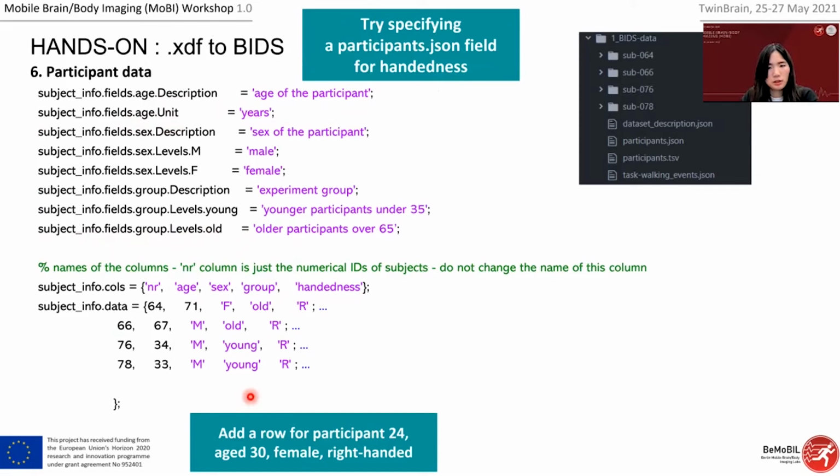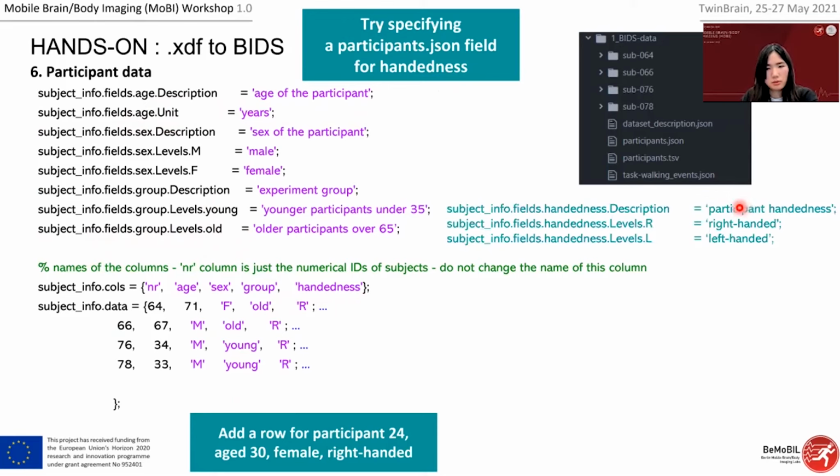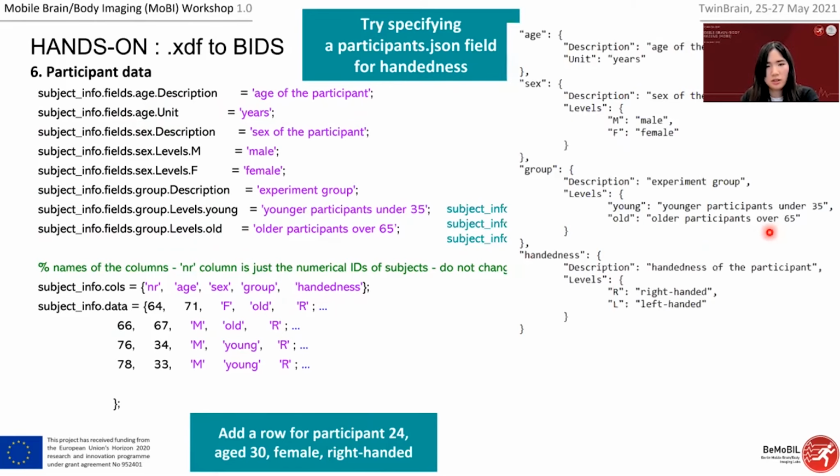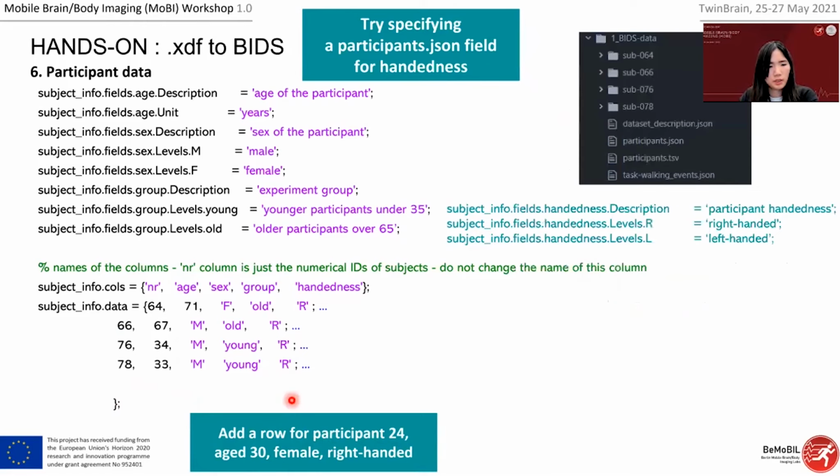Assuming that you did this, this will be, so to say, the answer to the quiz. And you will see the outcome in the participants.json file like this. So handedness levels R and L. And finally, try adding a row for participant 24, age 30, female and right-handed. Like this.